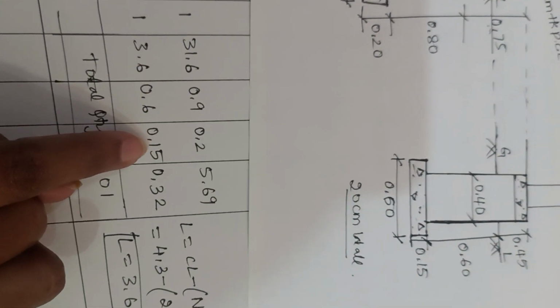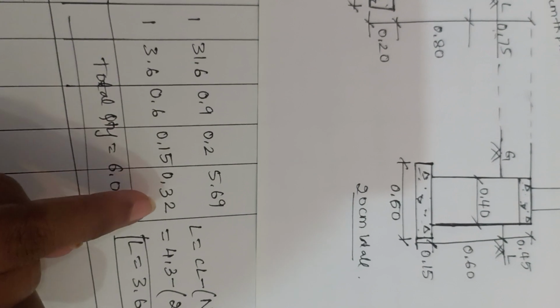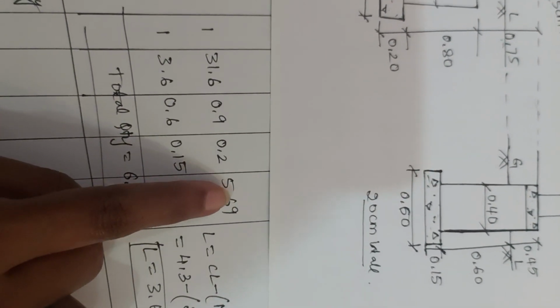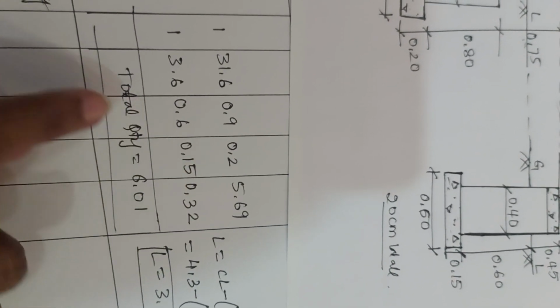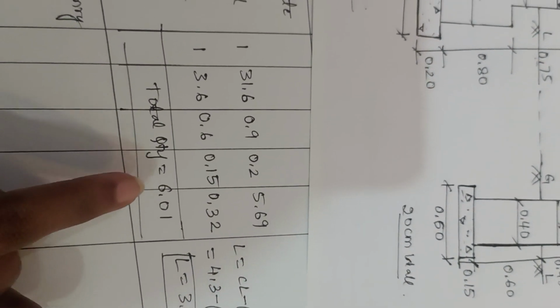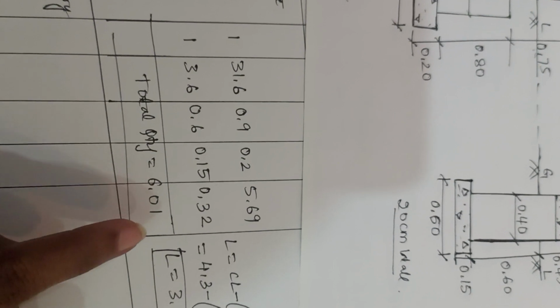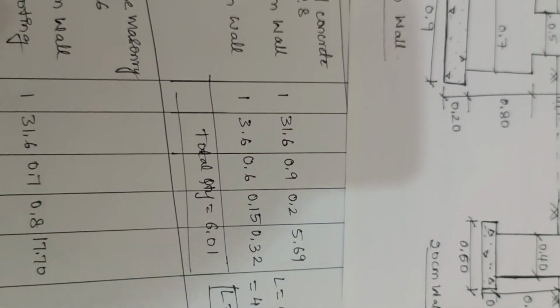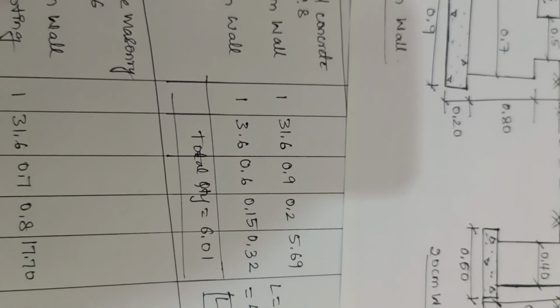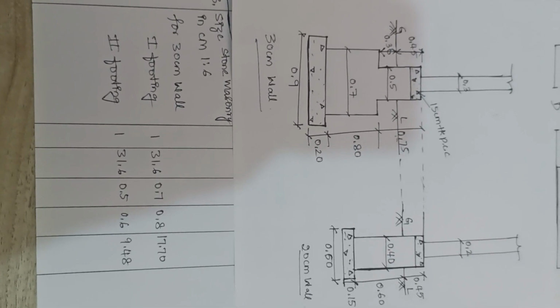The same thing you need to keep here. Multiply the entire thing, you will get 0.32. Once you get both the quantities, you add them so that you can get the total quantity at the end. You may get the total quantity of CC bed as 6.01 meter cube. So that completes the second item of work. Moving to the third item of work.